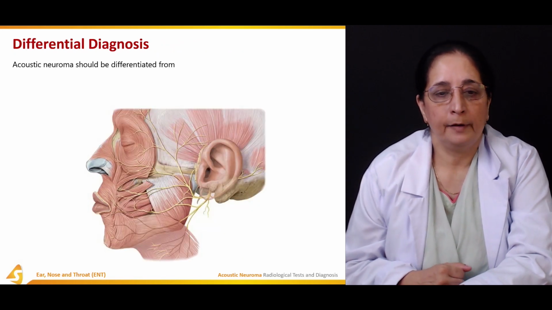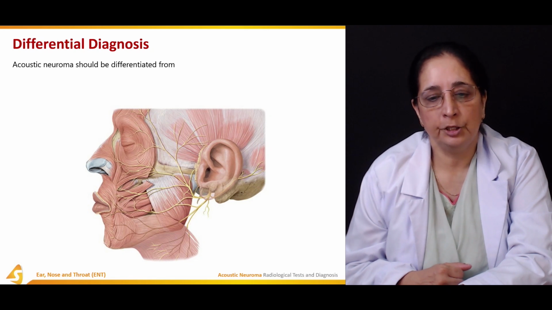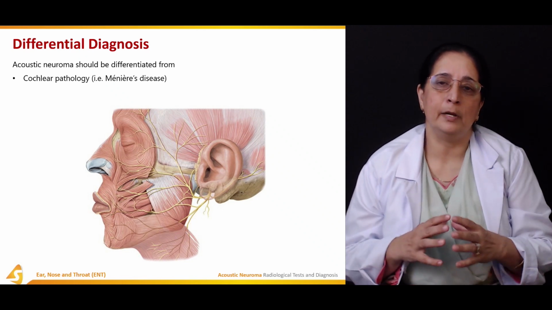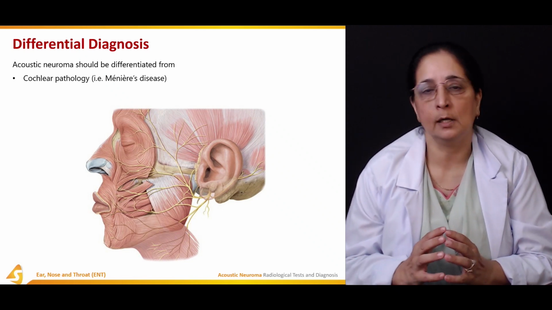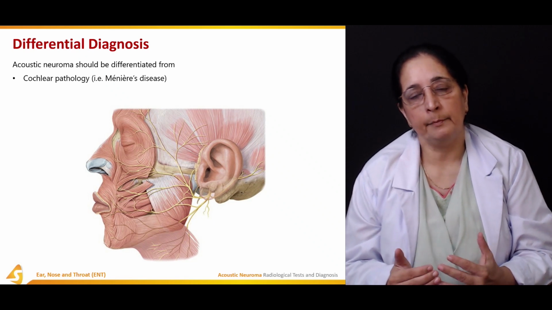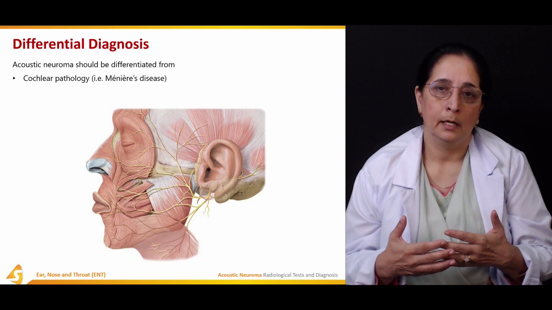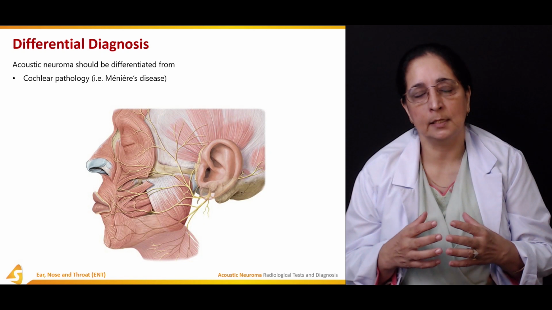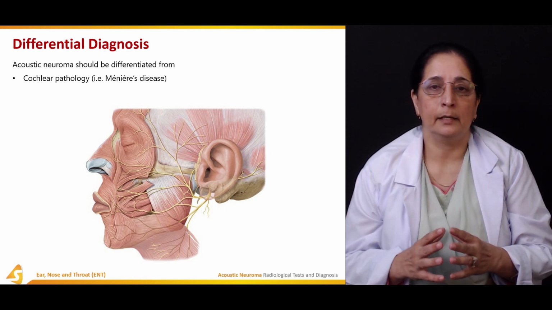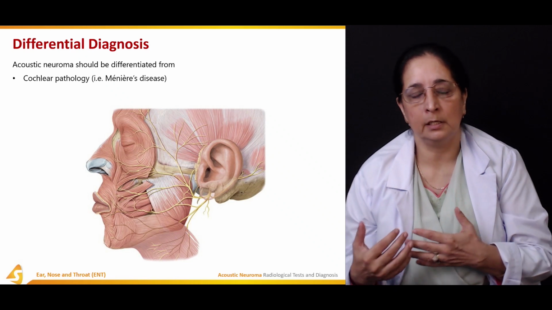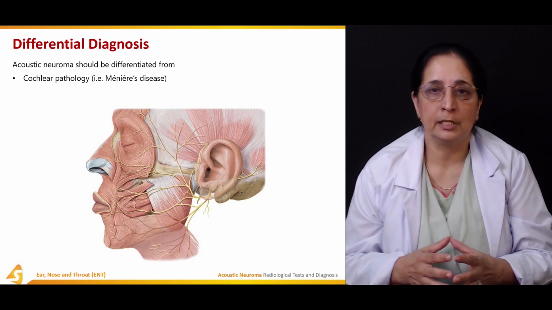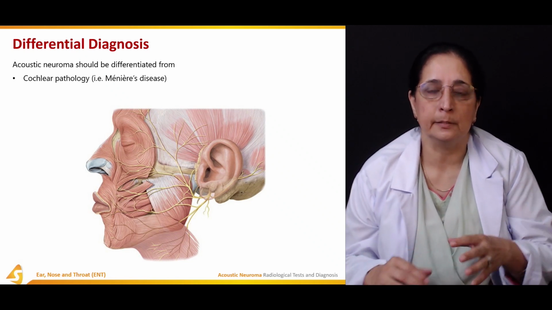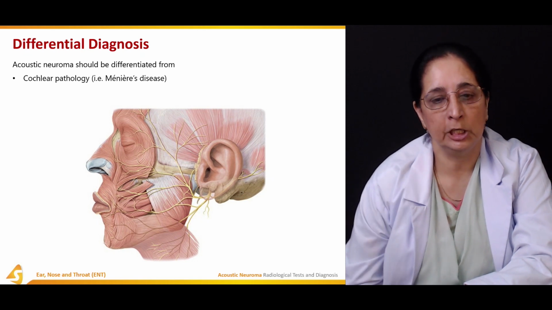Differential diagnosis of acoustic neuroma: it should be differentiated from cochlear pathology, such as Meniere's disease. When we talked about Meniere's disease in one of our lectures, I said that it has similar symptoms: vertigo is very common, there is dizziness, and there is loss of balance. Associated with that are motion sickness, nausea, and vomiting. So the symptoms are very closely associated with each other.